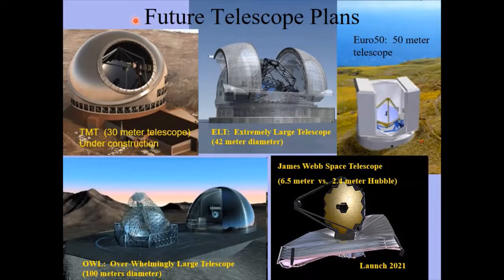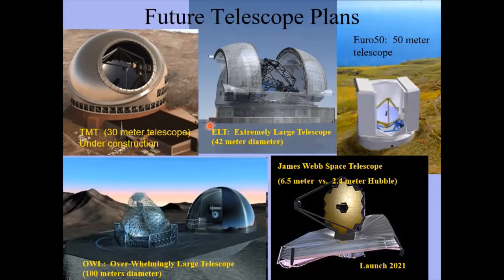Future telescope plans are kind of interesting, because remember, the idea here is that bigger is better. A larger telescope collects more light, and it also has higher resolving power. So there's sort of a race going on to build the biggest and best telescope. One that's under construction right now is called the TMT, or thirty-meter telescope. Remember, we're talking about a 30-meter diameter telescope. 30 meters is about a third of the length of a football field.